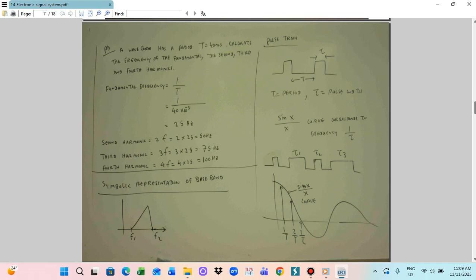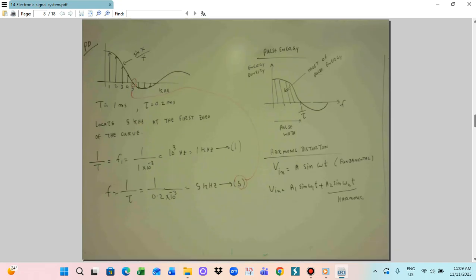This is how we can draw the graph, sin(x)/x. Here T is 1 millisecond and tau is 2 milliseconds. We have to locate the 5 kilohertz at the first zero of the graph. Firstly we have to calculate the sinc. 1 by T is the frequency f1, so this is 1 by 1 millisecond, which is 10 power 3 hertz, 1 kilohertz. So 1 kilohertz you have to put at position 1.